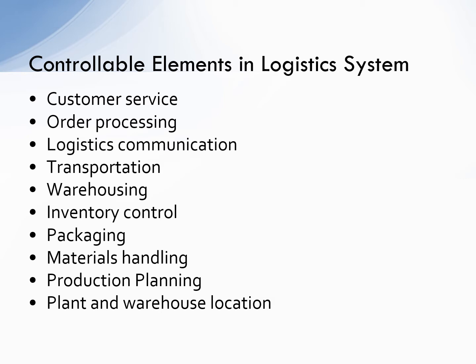Controllable elements in logistics system. The controllable elements in logistics system are customer service, order processing, logistics communication, transportation, warehousing, inventory control, packaging, materials handling, production planning, plant and warehouse location. I will explain these one by one.